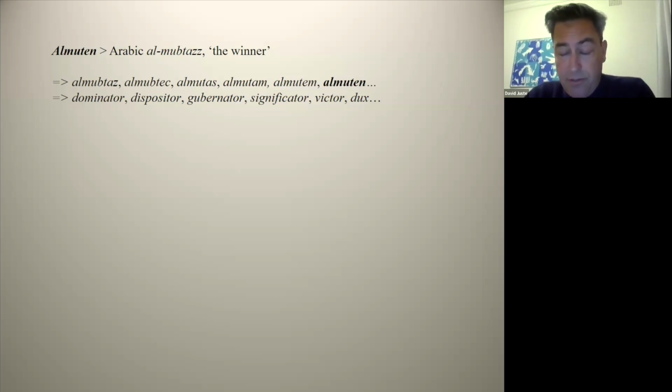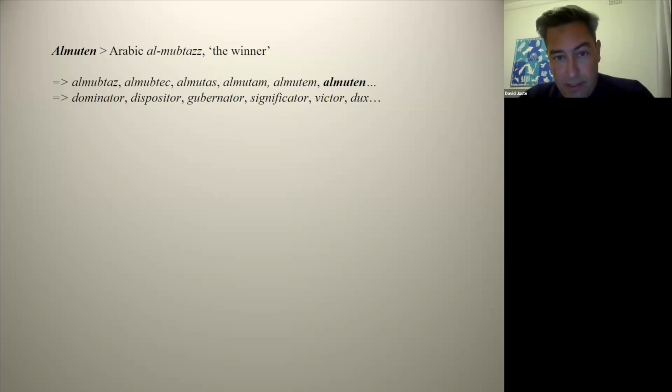So you find the term as well in Latin translation as dominator, dispositor, gubernator, significator, victor, dux, and other words that I am not aware of. Of course, these words may be problematic because they mean other concepts in astrology as well, especially terms like significator and dispositor. Now, what is the Almuten?